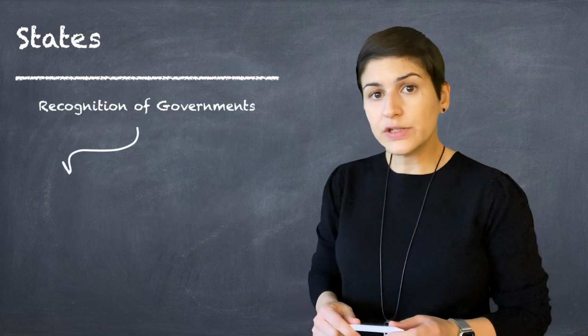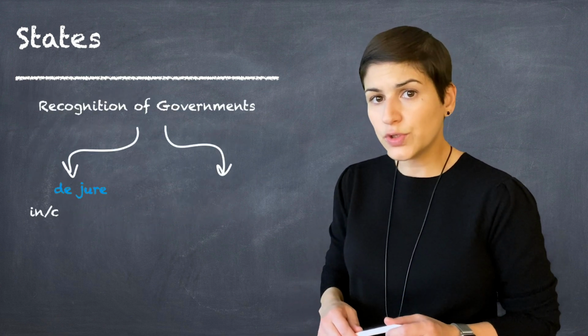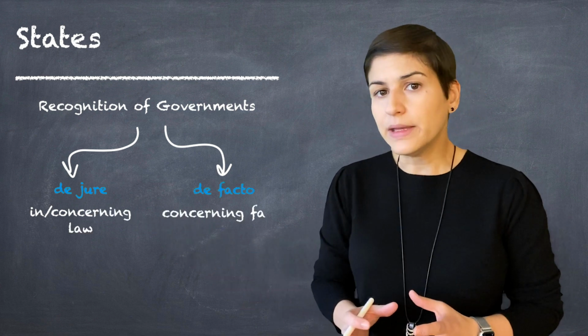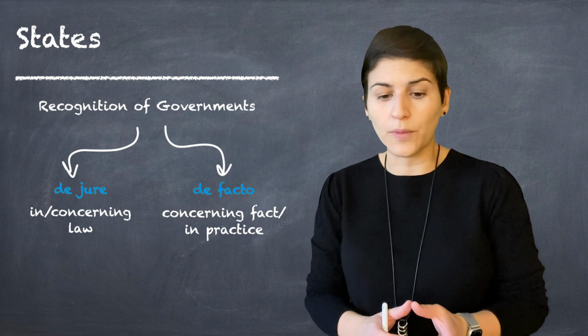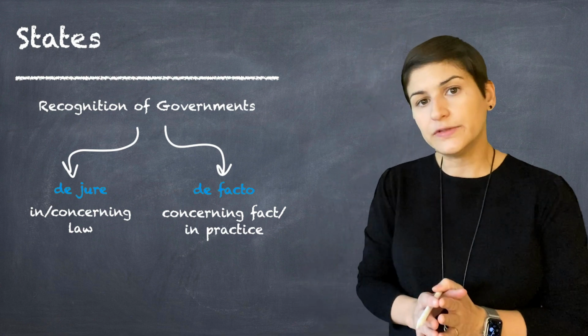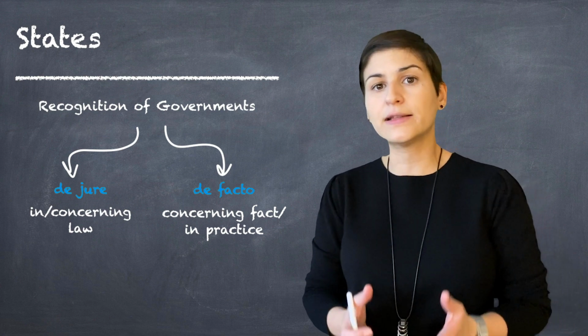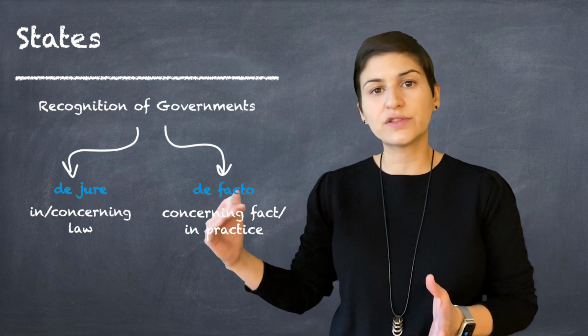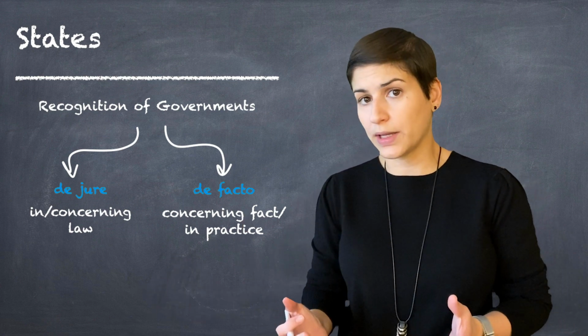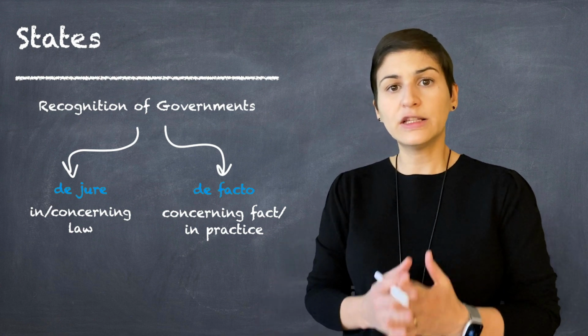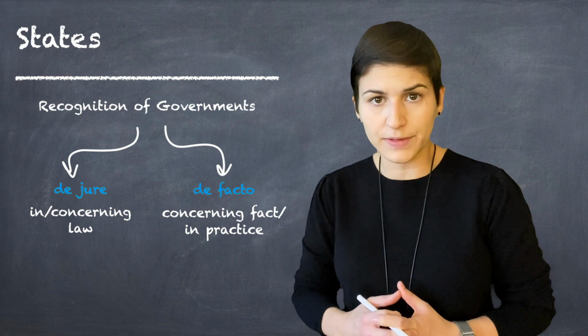If you look at the recognition of governments, it can take place in two ways, de jure and de facto. De jure means in or concerning law, and it refers to a legal recognition of the government in question and signifies that this government has risen to power in a legitimate way. So there is a full recognition in terms of the legitimacy of the existing government.